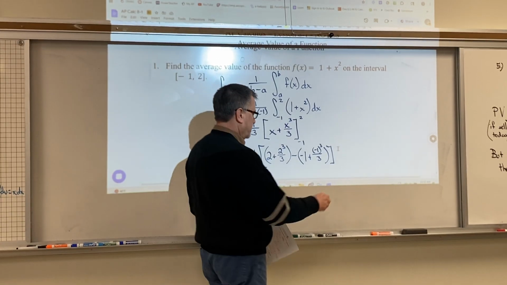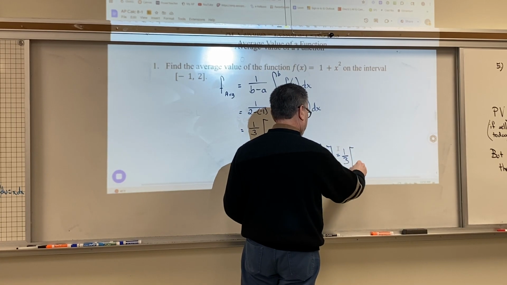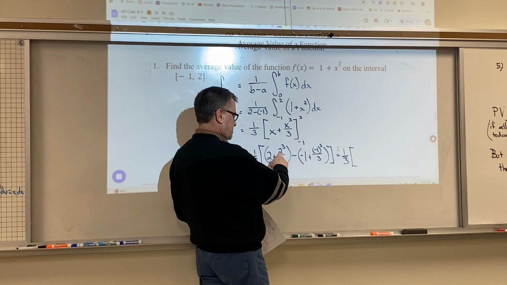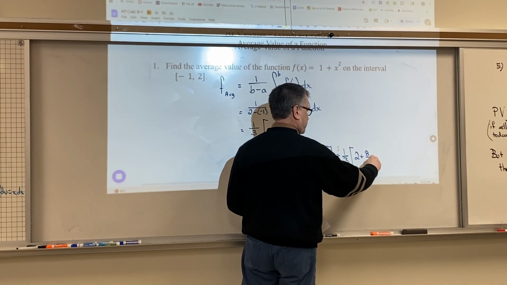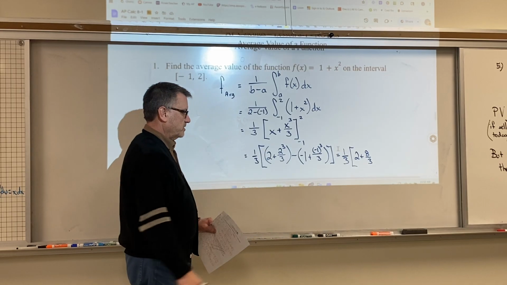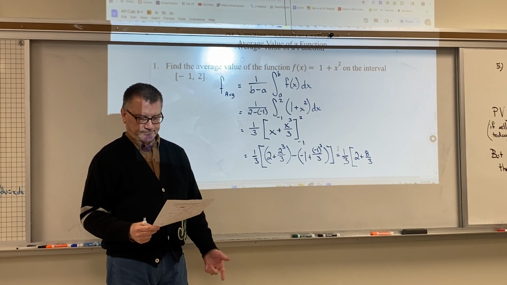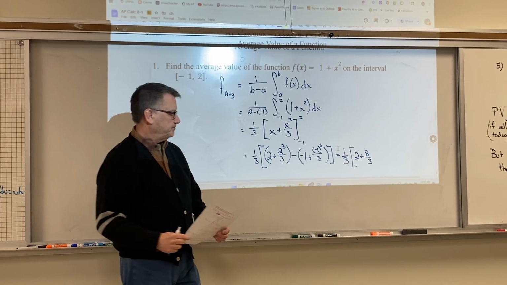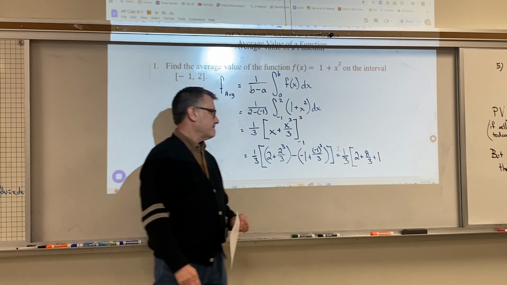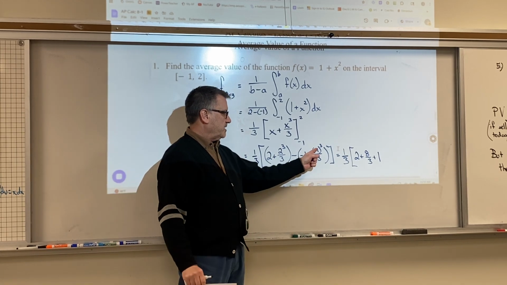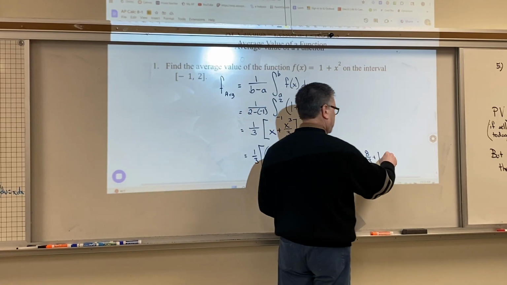So that's going to give me, we do each little step here so you see where the pieces come from, 2 plus 8/3. Then I got minus a -1. That should then be plus 1, right? And that's going to be -1/3 minus a -1/3 plus 1/3.